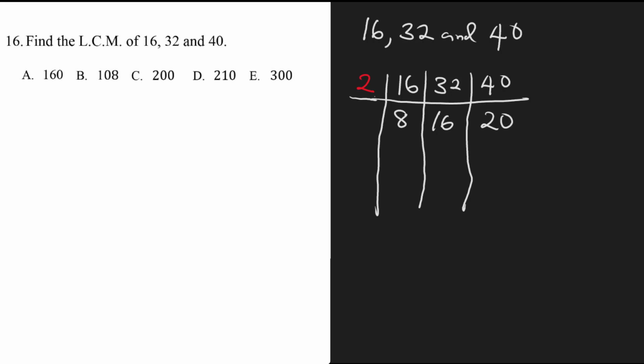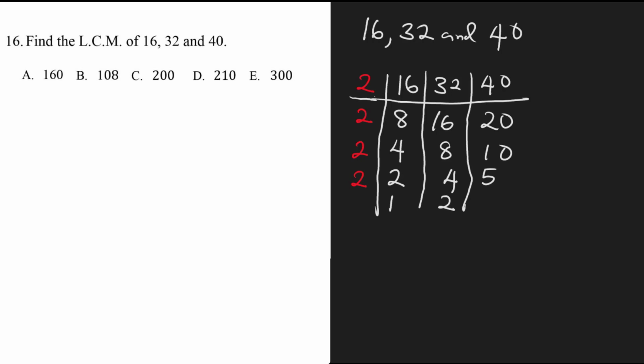So can 2 still go? Yes, 2 can go into 8, 16, and 20. So we use 2 again. 8 divided by 2 is 4. 16 divided by 2 is 8. And 20 divided by 2 is 10. 2 can still go. So 4 divided by 2 is 2. 8 divided by 2 is 4. 10 divided by 2 is 5. Can 2 still go? Of course, yes, because 2 can go into 2 and 4. So we still use 2. 2 divided by 2 is 1. 4 divided by 2 is 2.